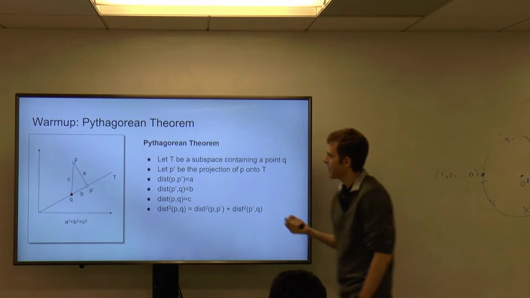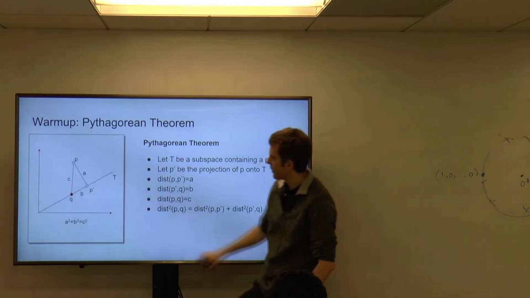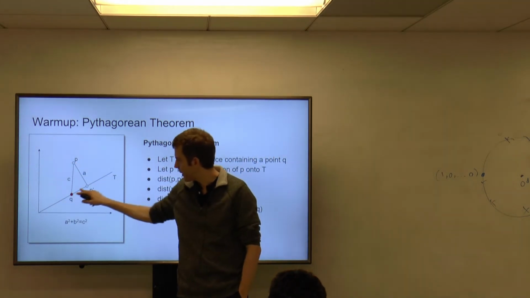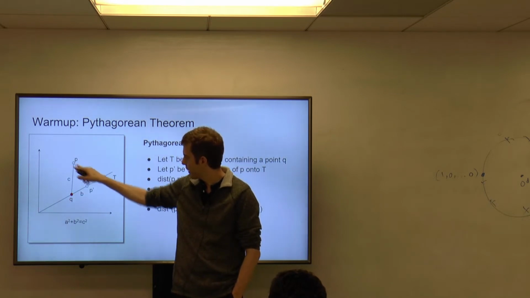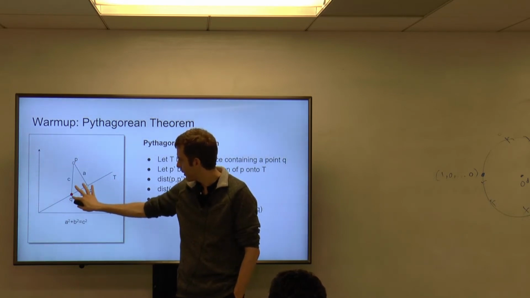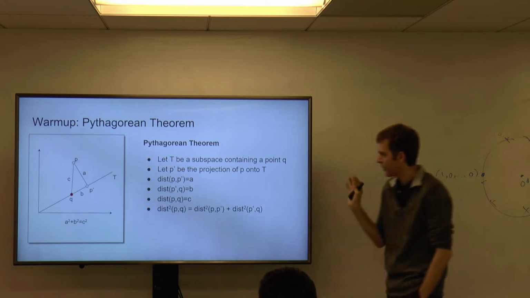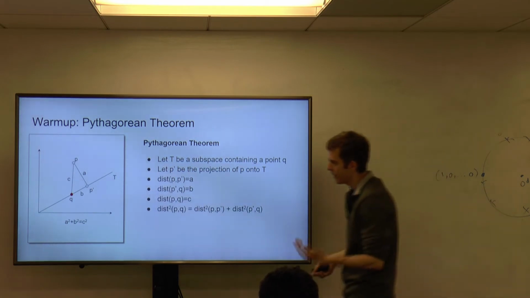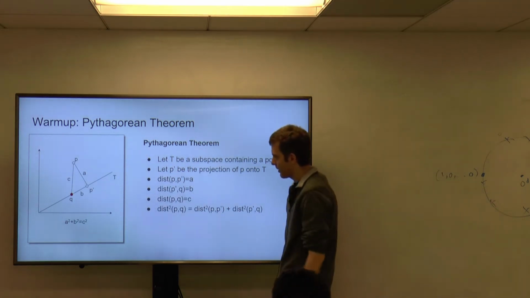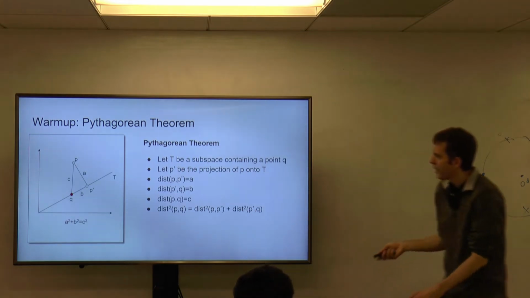And just keep in mind this intuition: if the distance of P to a point Q in the subspace is close to the distance of P to its projection on the subspace, then Q and P prime are close. This is just the Pythagorean theorem.